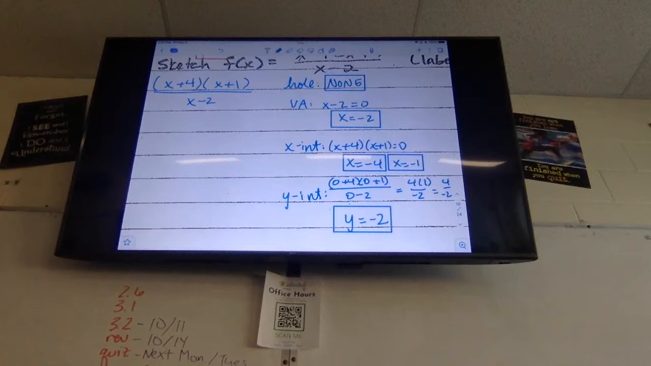So for the y-intercept, I plugged 0 in for all my x's and I kept it in factored form. Isn't it supposed to be positive? What's positive 2? It was the vertical asymptote. Oh, okay. Oh, yeah, because I added 2 to both sides. Yeah, okay, I'm so sorry.